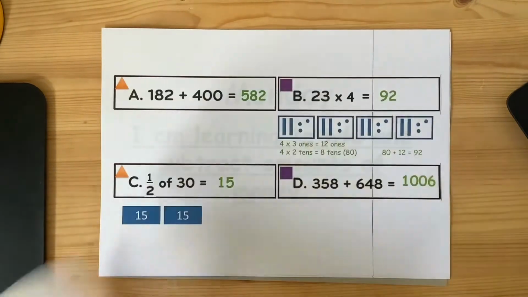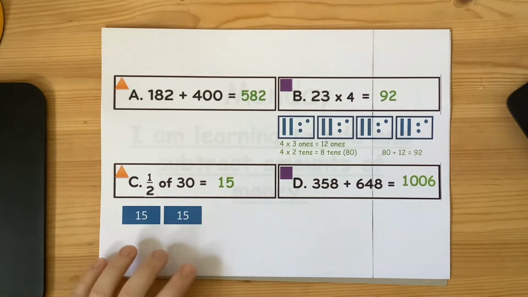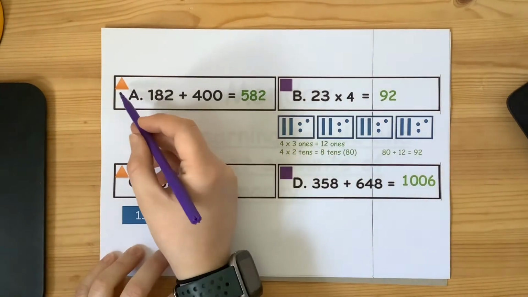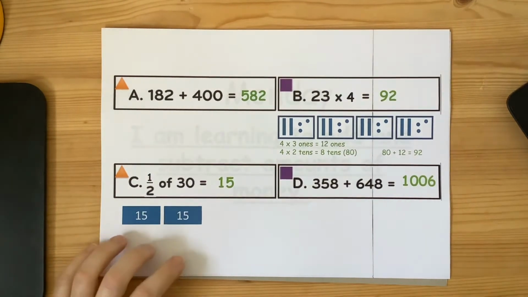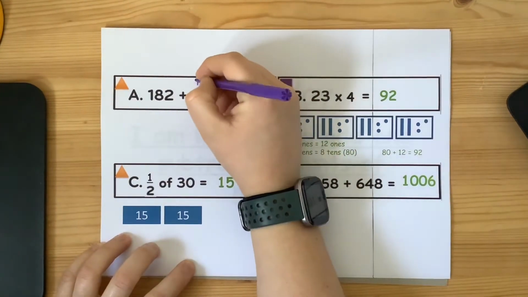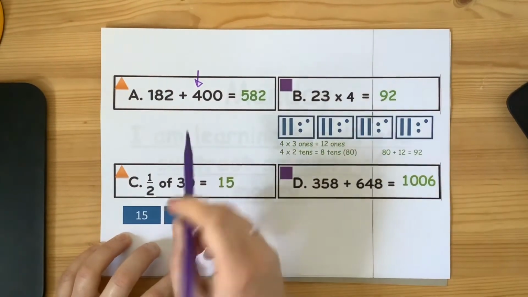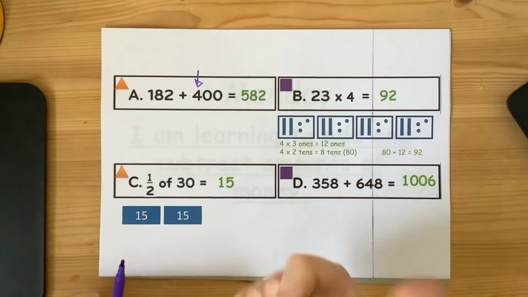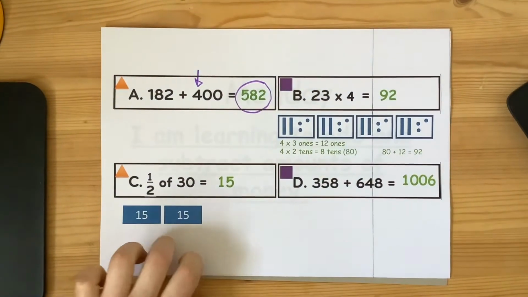Okay, hopefully you've managed to pause it. So let's look at the answers for today's Fluent in 5. Now this one has got a little 'to be done mentally' next to it. That is because you should be able to count on by 4 hundreds, because you're not adding any tens or any ones, it's just 4 hundreds. So if you start at 182 and count on 4 hundreds, you will get 582.